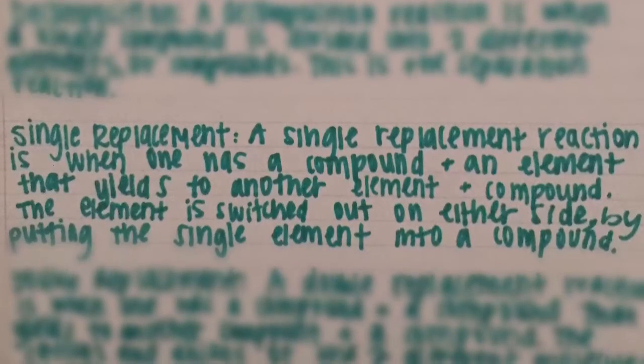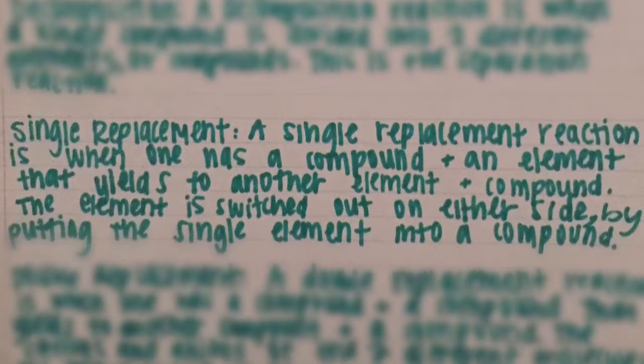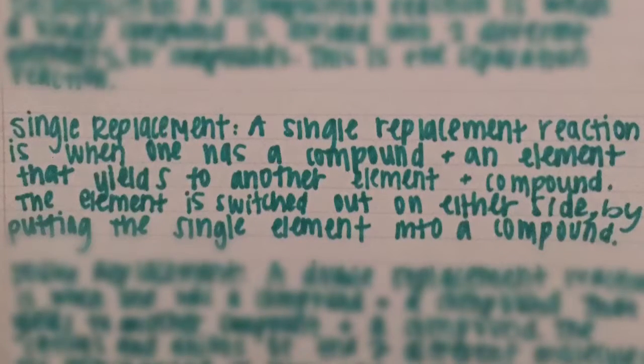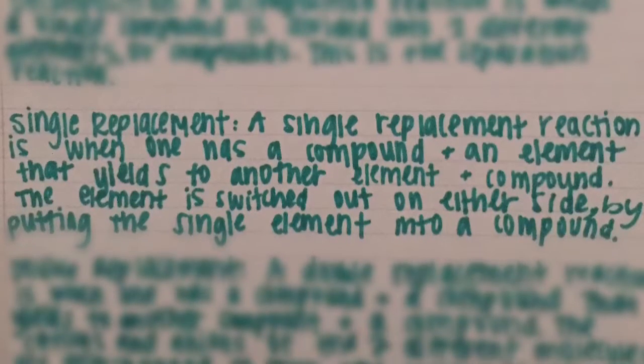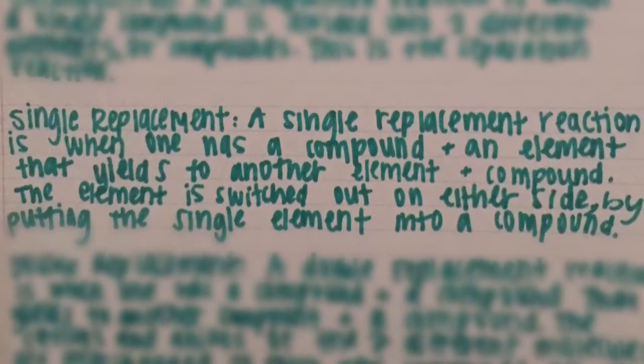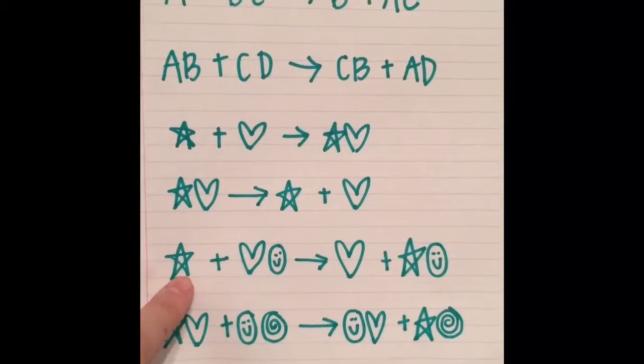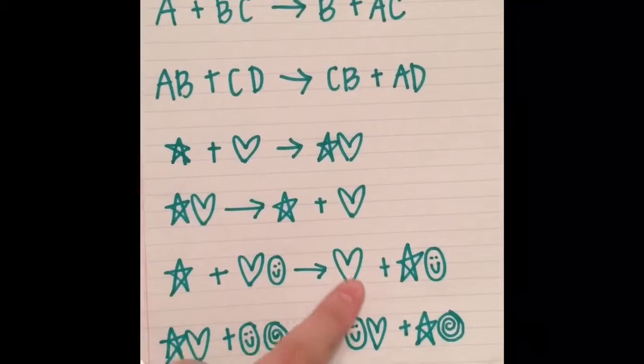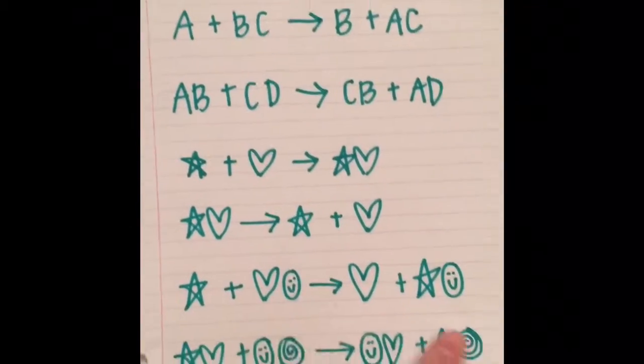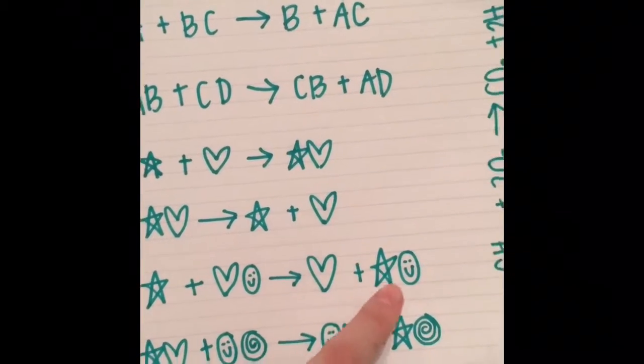Single replacement. A single replacement reaction is when one has a compound plus an element that yields to another element plus compound. The element is switched out on either side by putting a single element into a compound. Single replacement would be the star plus the heart smiley face goes into the heart and then the star smiley face because the cations have switched.